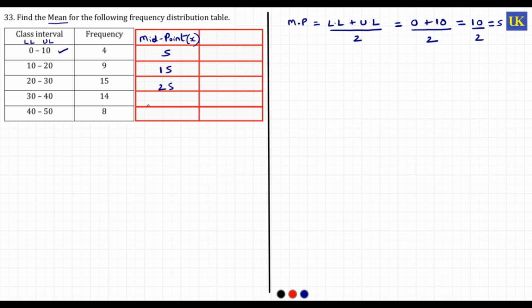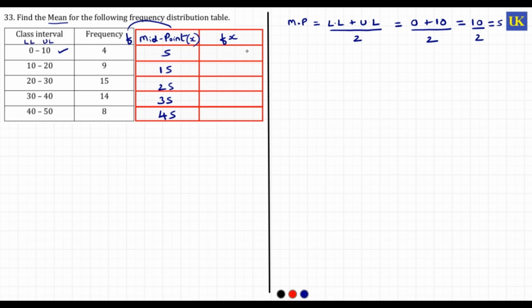This is 70. 70 divided by 2 is 35. And this is 90. 90 divided by 2 is 45. Then we have to find fx. Okay, f into x. So f means what? Frequency. So f into x. We need to multiply these two columns.